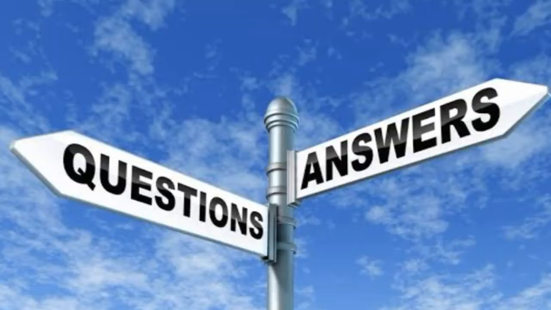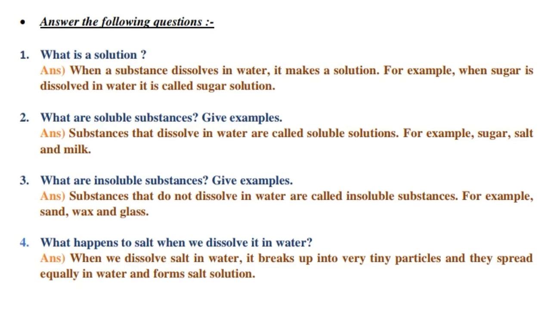Now we will discuss some question answers and objectives with you. Question number 1. What is a solution? Answer. When a substance dissolves in water, it makes a solution. For example, when sugar is dissolved in water, it is called sugar solution. Question number 2. What are soluble substances? Give examples. Answer. Substances that dissolve in water are called soluble substances. Example, sugar, salt and milk.